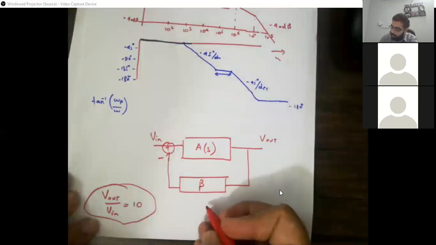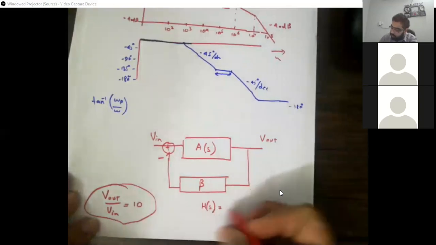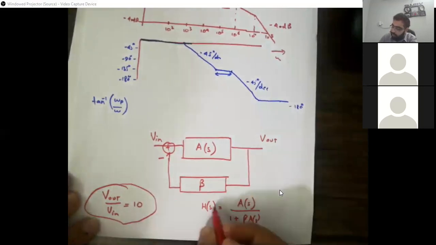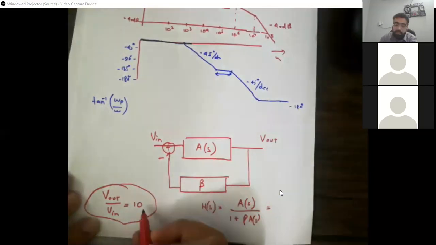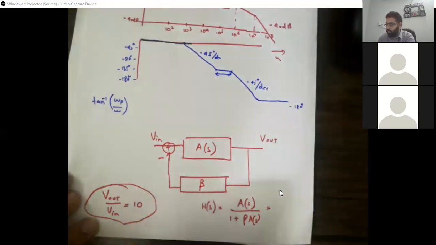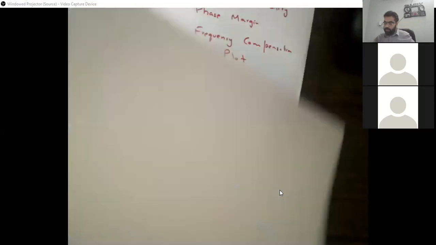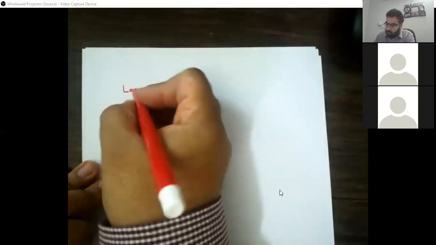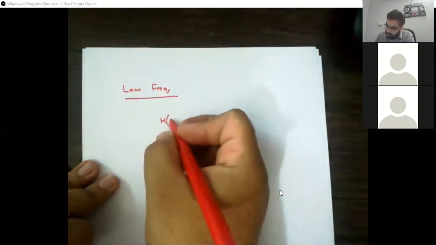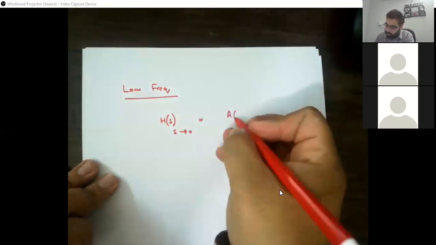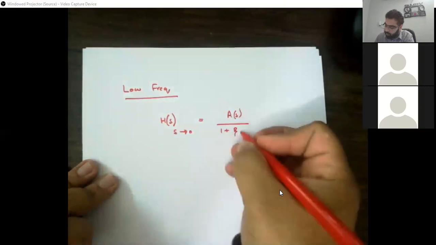So that's why we need to write that expression कि H of S हमारे पास क्या था, A of S over 1 plus beta times A of S, and now H of S का हमें पता है, उन्होंने बता दिया कि DC पे इसकी वैल्यू 10 है. अगर DC पे इसकी वैल्यू 10 है, तो what's going to happen at a lower frequency, so we have H of S at low frequency, meaning S is equal to 0, we have this expression A of S over 1 plus beta times A of S.